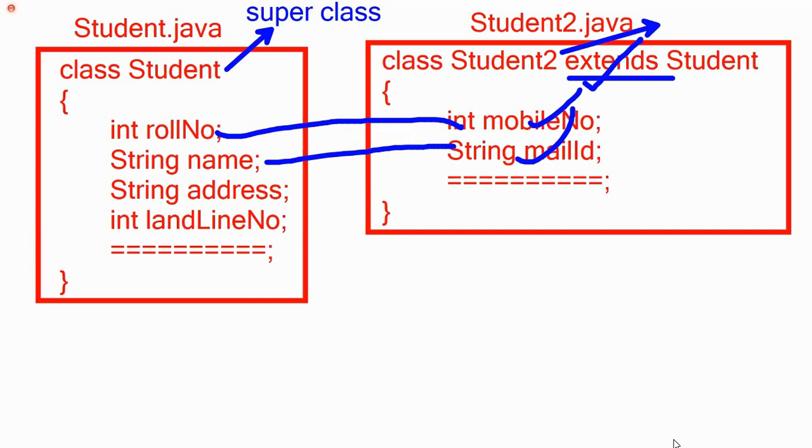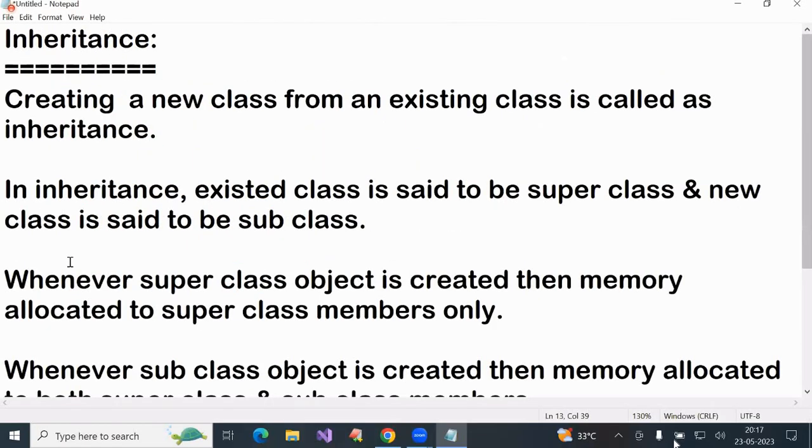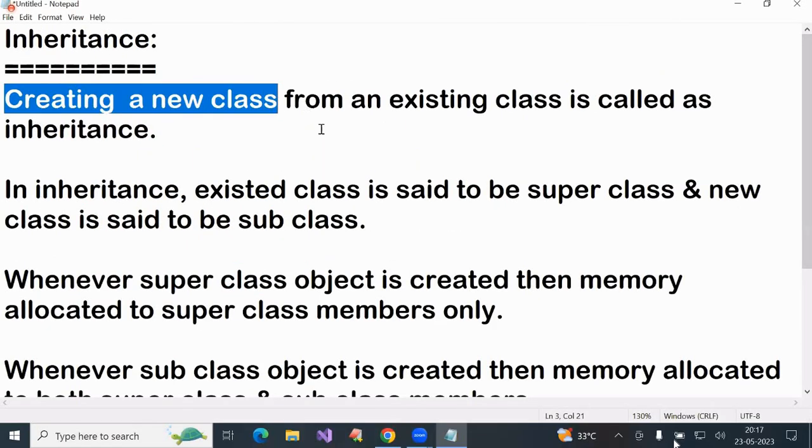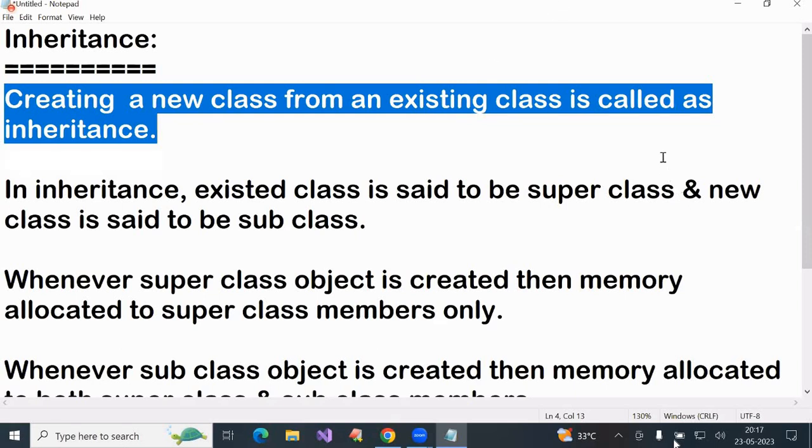Encapsulation, abstraction, inheritance, polymorphism, these four words will not appear in a program. Okay. Class appears, class keyword. But encapsulation is not a keyword. Abstraction is not a keyword. Inheritance is not a keyword. Polymorphism is not a keyword. They don't appear. But from the extends keyword only, we can understand there is inheritance. Okay. Now, creating a new class from an existing class is called inheritance.